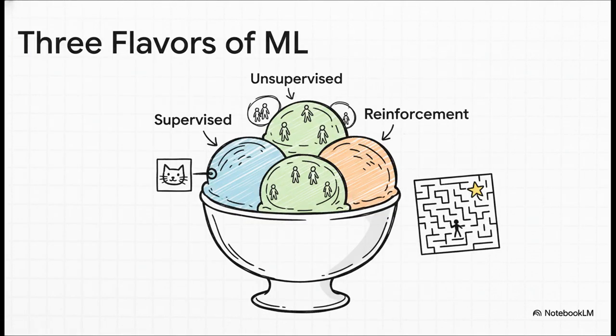And ML isn't just one thing. It comes in a few main flavors. You've got supervised learning, where you give it the answers, like showing it 1,000 pictures of cats and telling it these are all cats. Then there's unsupervised learning, where you give it a bunch of data and just say, find something interesting in here, like grouping customers together. And finally, you have reinforcement learning, which is all about trial and error, like an AI learning to master a video game by getting rewards for good moves.